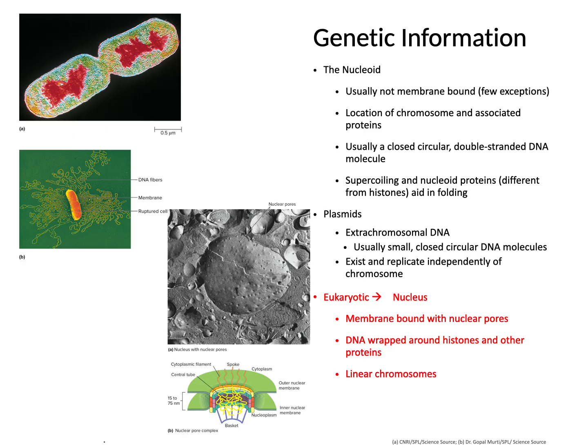Now, when we look at genetic information, we said that all cells have genetic information. How that genetic information is packaged is a little different. So again, if we look at a prokaryote first, they have a single chromosome. It's circular. It's double-stranded DNA.